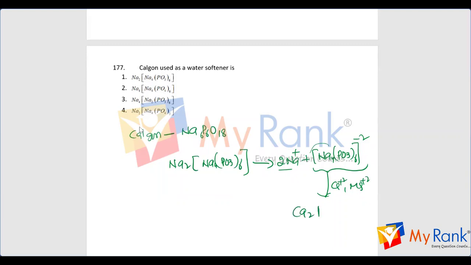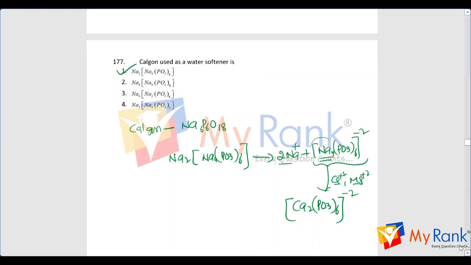We get Ca2[PO3]6 2-, like this one, or magnesium, either calcium or magnesium ions. These sodium ions are replaced by calcium and magnesium. Therefore, calgon removes hardness of water by complex formation. This is the actual form of calgon, which removes hardness by complex formation. So the answer is the first option. Please, this is a very important one.